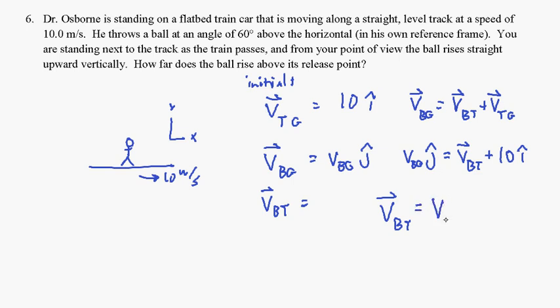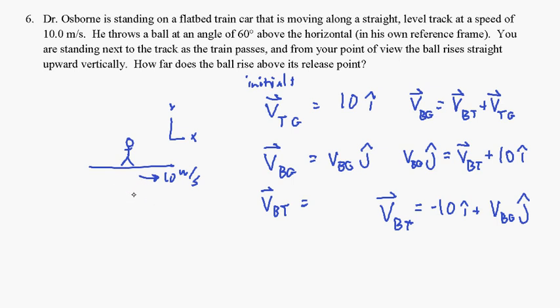It has to be negative 10 i hat plus v_BG j hat, the speed of the ball with respect to the ground up. And then the horizontal component of it has to be negative 10 i hat. What this means, and this is the thing that I think some people have trouble seeing, or don't realize at first. Once you realize it, it's pretty obvious.